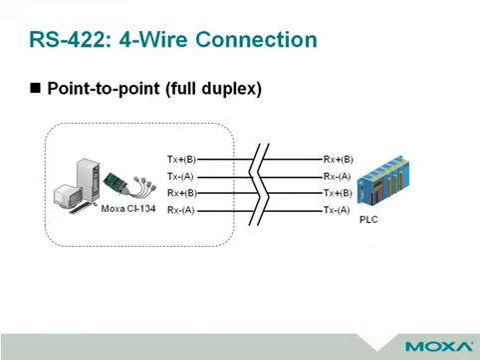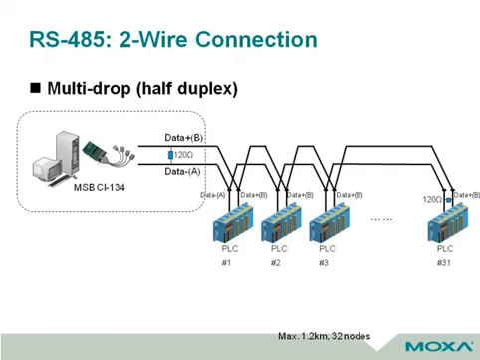In this page, it shows RS-422 4-wire connection for point-to-point. This is a RS-485 2-wire connection way for multi-drop topology. We can assume MSB card as a master, PLC devices as slaves. The whole behavior is one request, one response. It means master will send a request to one of the PLCs to ask for data. Once PLC gets the request, it will send the data back to the master.